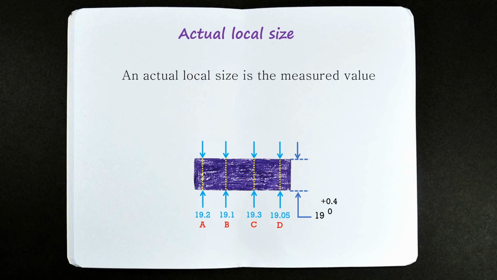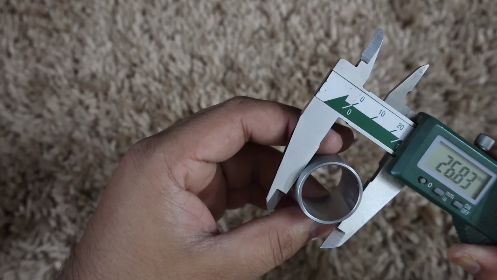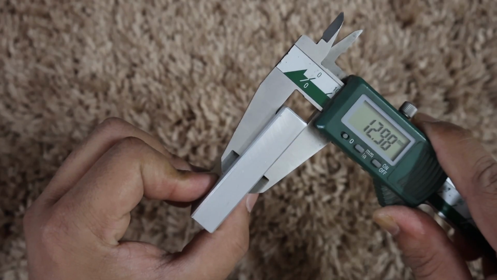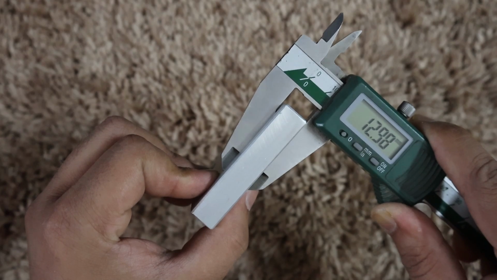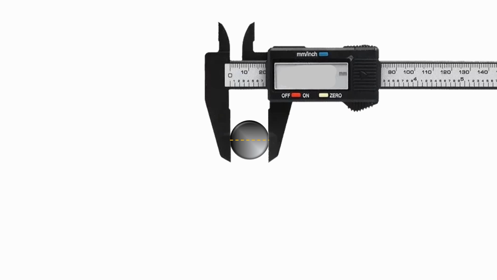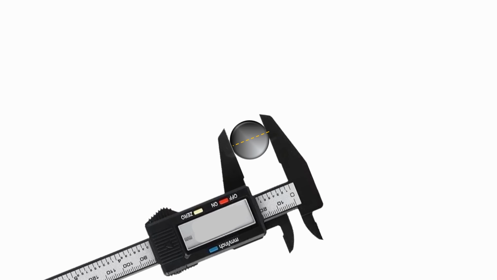An actual local size is the measured value of any individual distance at any cross-section of a regular feature of size. What this simply means is whatever we measure with a vernier caliper, the outer diameter of the shaft or inner diameter of the hole, or the thickness of a plate, or the size of a slot, all are actual local size. Because we always measure an individual distance at an individual cross section.